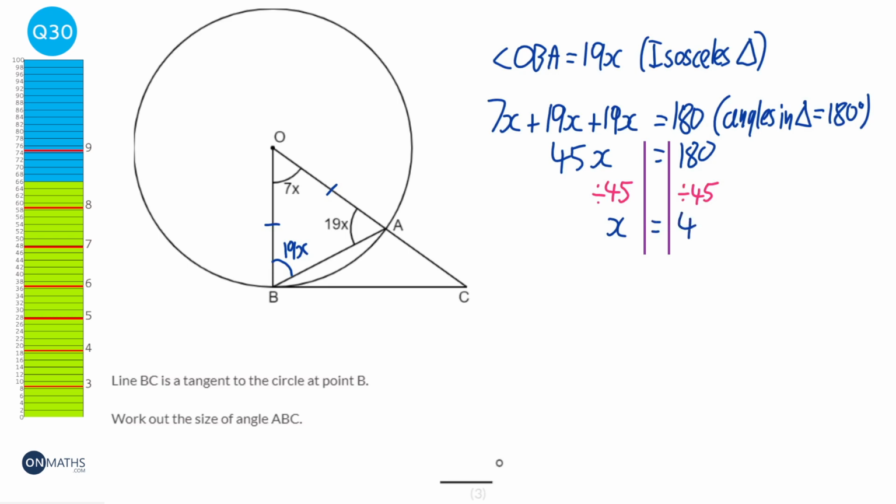Now, we're looking for this angle here. That's angle ABC. Now, there's a few different ways we could do this. We could work out what this angle is, because it's a big triangle, etc., etc. Or we can use the fact that we've got a tangent touching a radius. So we know that this angle here is 90 degrees. So we can write that down. So angle OBC equals 90 degrees, because it's the angle between a tangent and a radius.